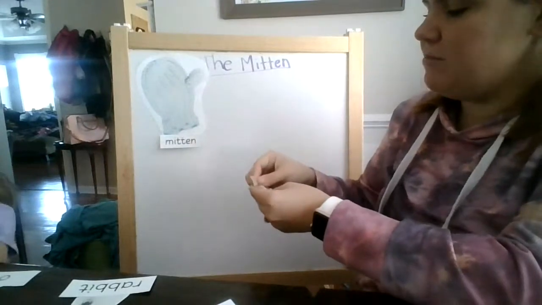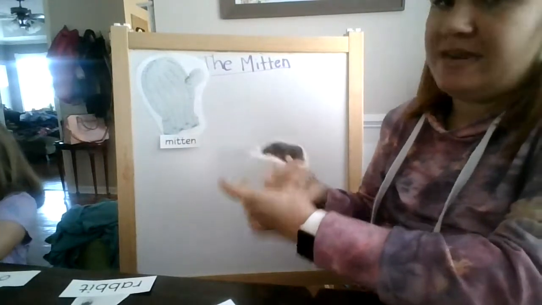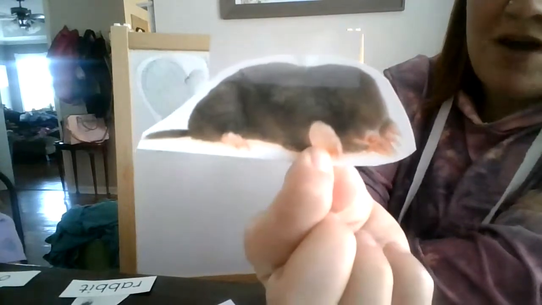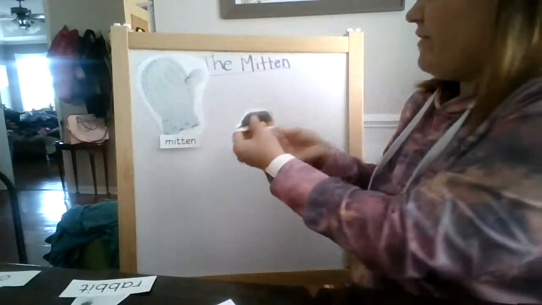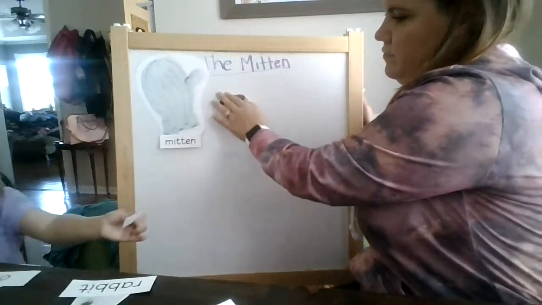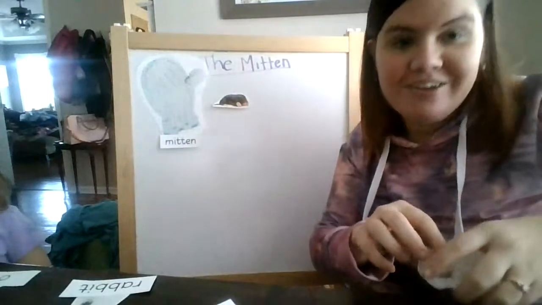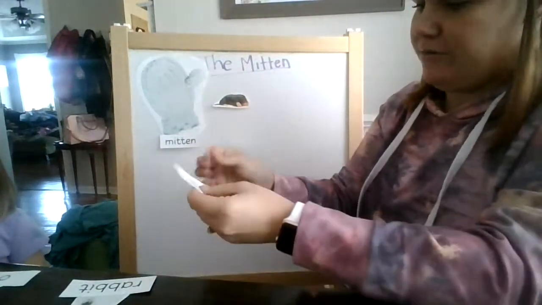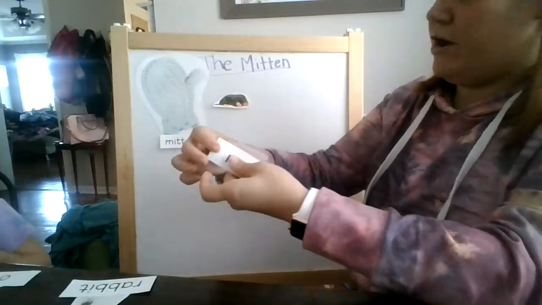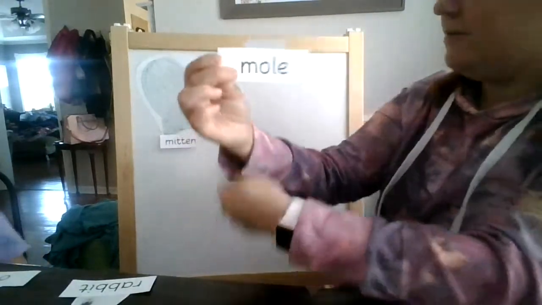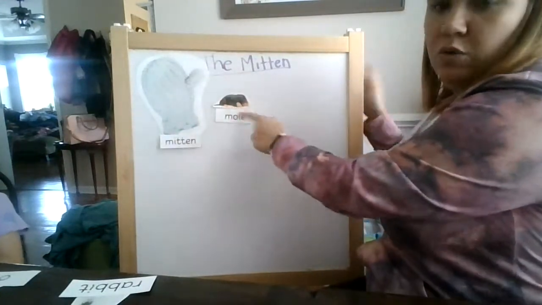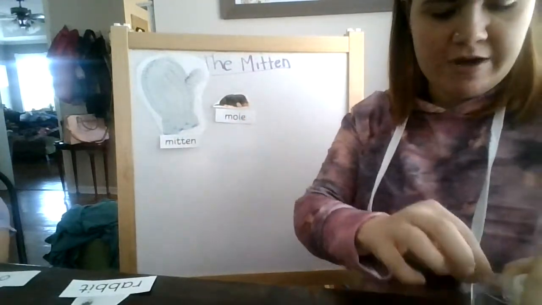So the first animal that goes inside the mitten is a mole. That looks creepy, crawly, and furry. So we've got a mole. I've got a great big helper. Miss Savannah has help with all her videos. Okay, so we're going to put the word mole with our picture. This is a mole. So the mole is the first one to come in.